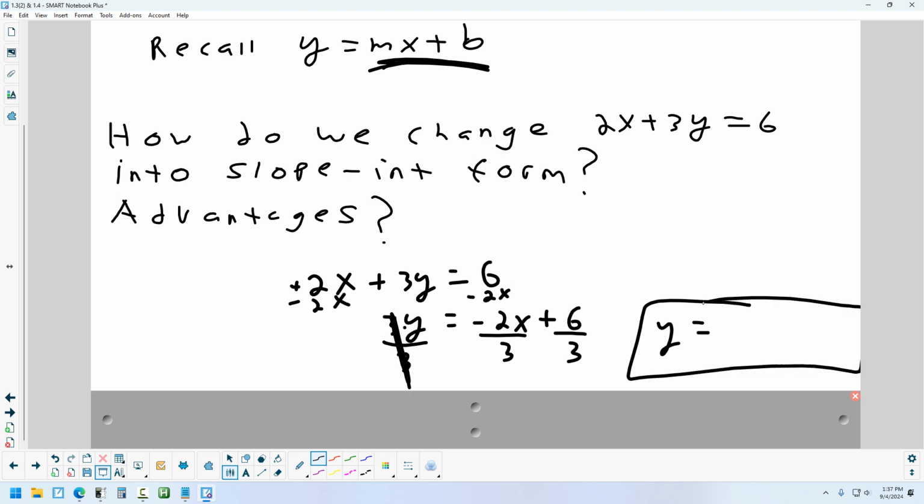And what are we left with for the slope? Negative 2/3 x. And what are you left with for a y-intercept if you simplify? 2. So now, having it in that form would make it easier to do what? A lot easier than when it was in this form. Graphing. Yeah, it's easier to graph because we know the slope and the y-intercept. That's the advantage to doing that.